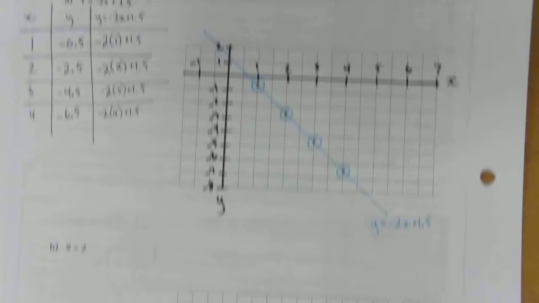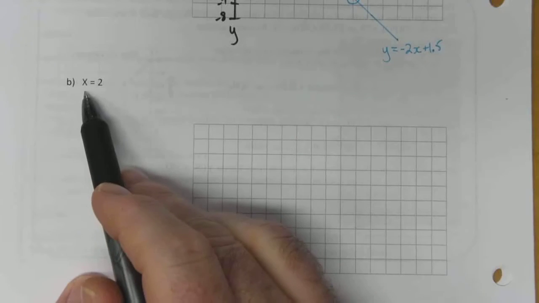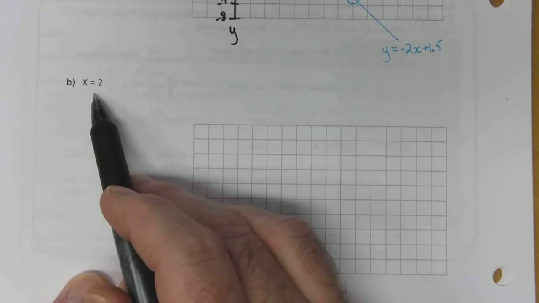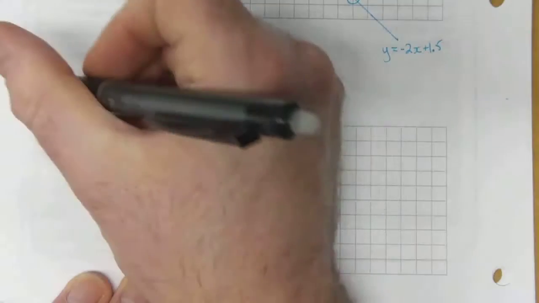So that's part A. Part B is much simpler in this particular instance. If you look at your formula, it's only got one variable. Well, in order to graph something, you have to have two variables. So if x is equal to 2, x is always equal to 2. It doesn't matter what y is equal to, x is always going to be equal to 2.